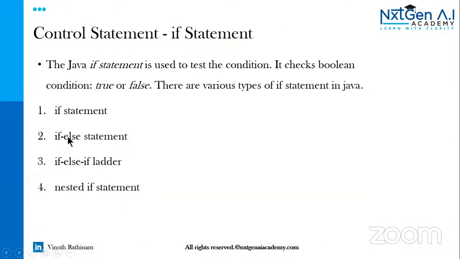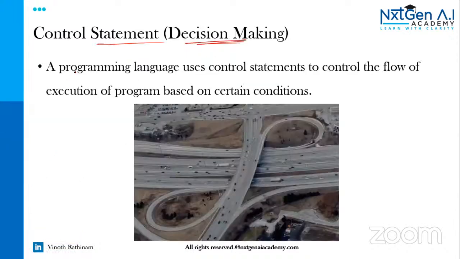Now, just apply that here. A programming language uses a control statement to control the flow of execution of a program based on certain conditions. So based on the conditions only, we can decide which statement to execute. Even in this example, if you see this road, someone who wants to go straight will reach some place, will take a right turn, will reach some other place.